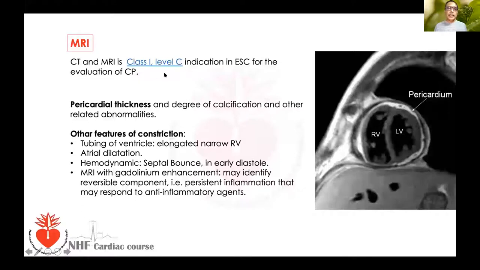MRI. Actually, per ESC, CT and MRI are a class one indication for evaluation of constrictive pericarditis. In MRI, we can see the pericardial thickness and degree of calcification, and other related abnormalities. Other important features are elongated narrowing of the RV and atrial dilatation. And like echo, we can also see hemodynamic features in MRI, such as septal bounce in early diastole. Most importantly, MRI with gadolinium enhancement helps to identify the reversible component still present in the constriction. If we see any reversible component, that is persistent inflammation, then it may respond to anti-inflammatory agents. So this portion is very important in diagnosing constrictive pericarditis.